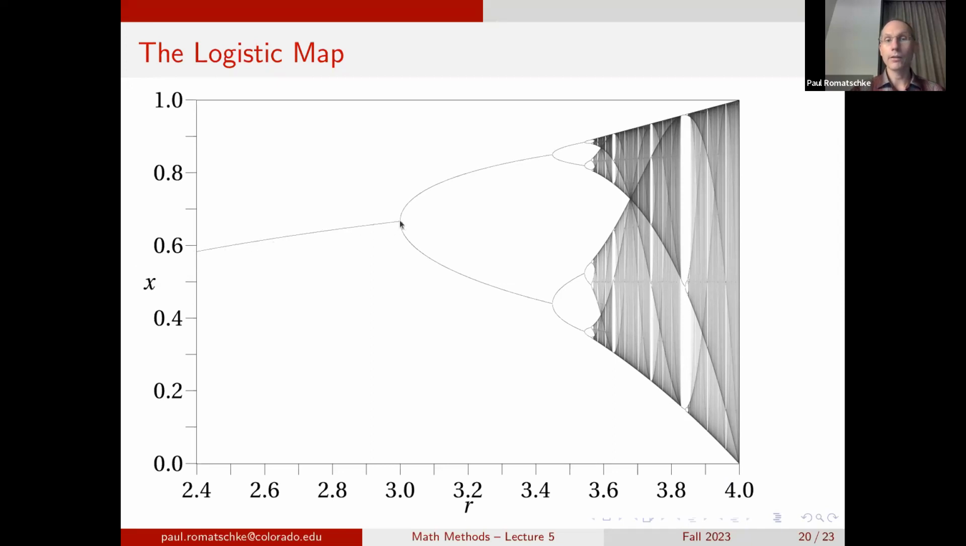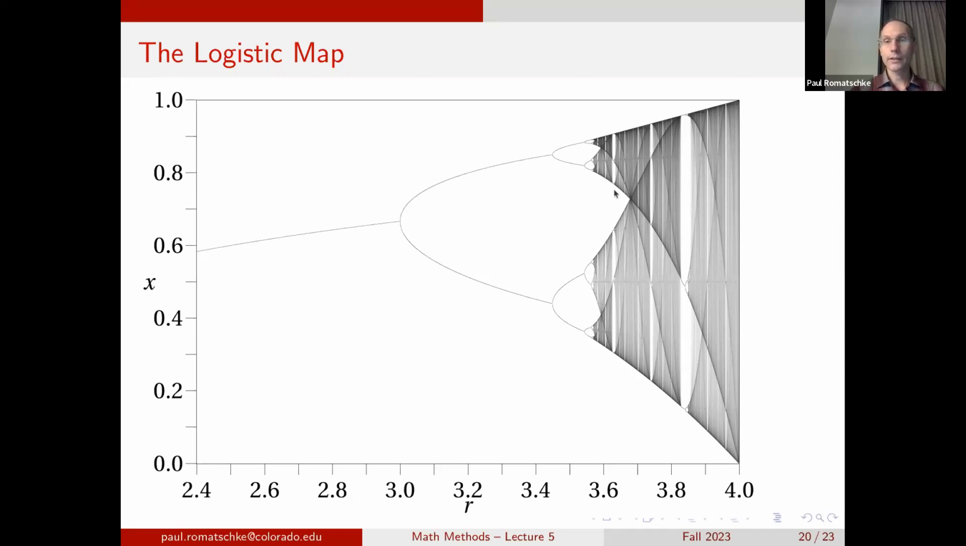But as we hit 3 and continue further, the limiting value oscillates between two numbers, shown in these two lines over here. And as we increase r even further, we find 4 values, 8 values, 16, and so on and so forth. So it becomes complicated very quickly.